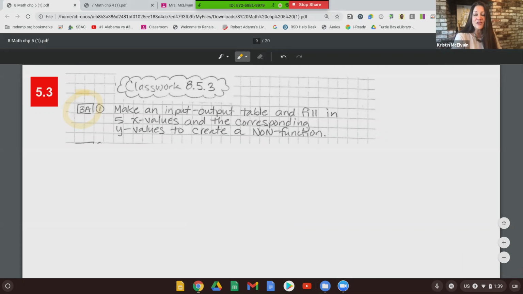All right, so 8.3. Remember that over here, this is for your red resource folder. And really, if you can do it on your own without watching the video, that's where we want you to be. We want you to be able to do it on your own. So if you can, that'd be awesome. If not, you can do it along with me.